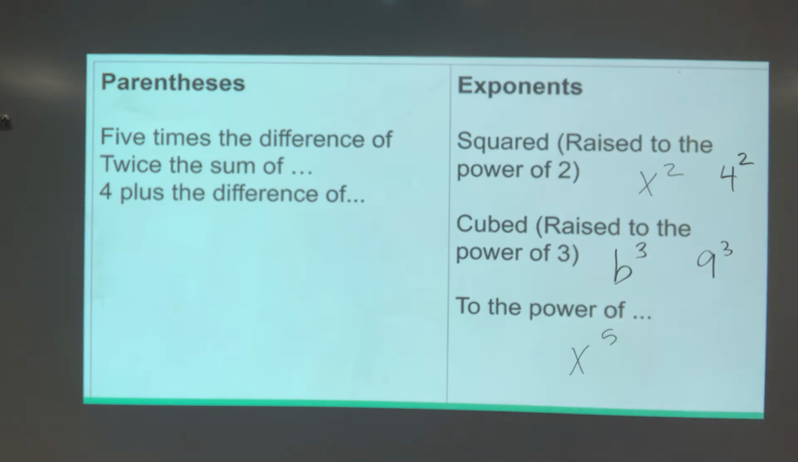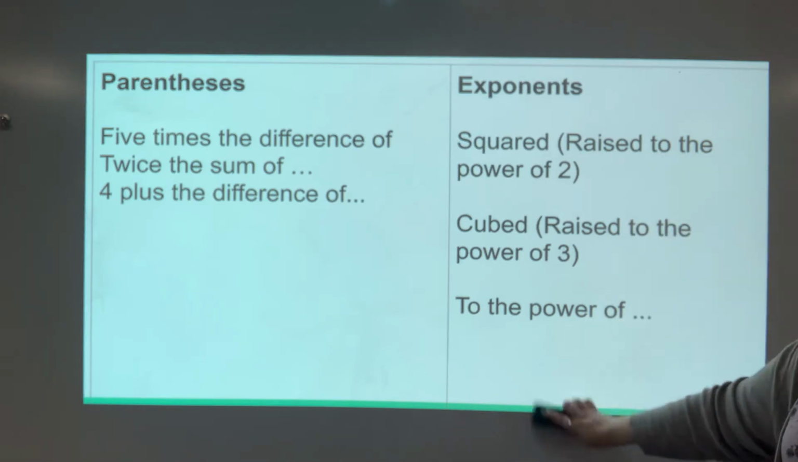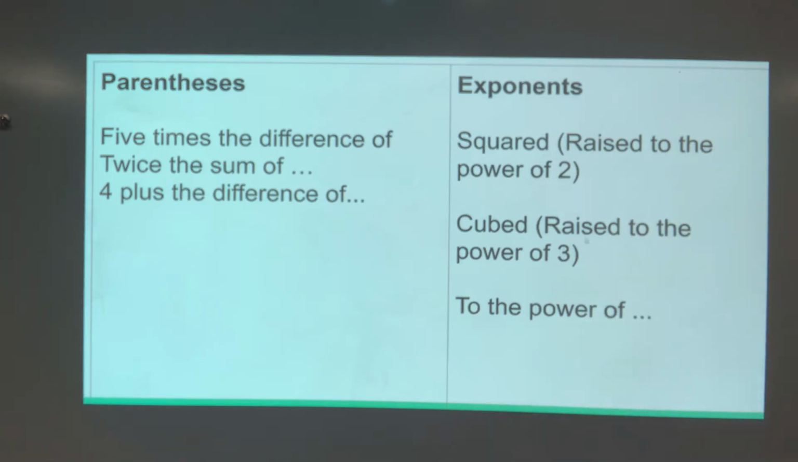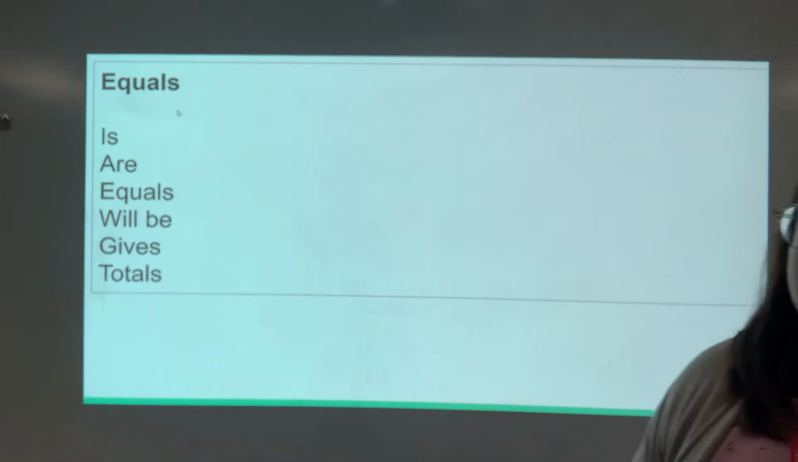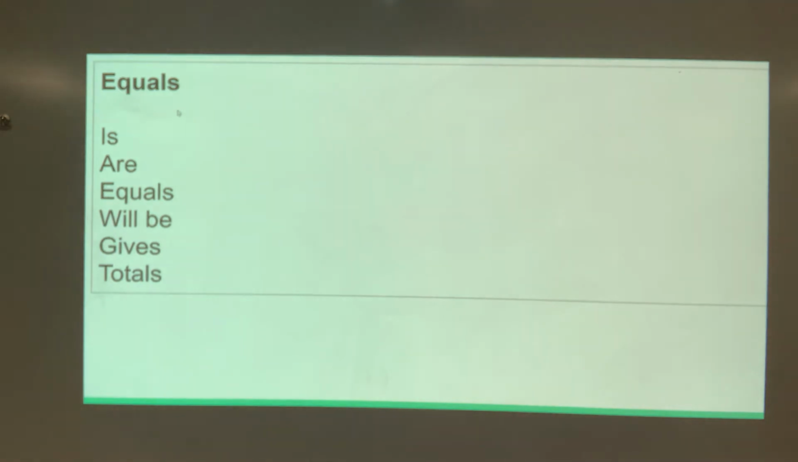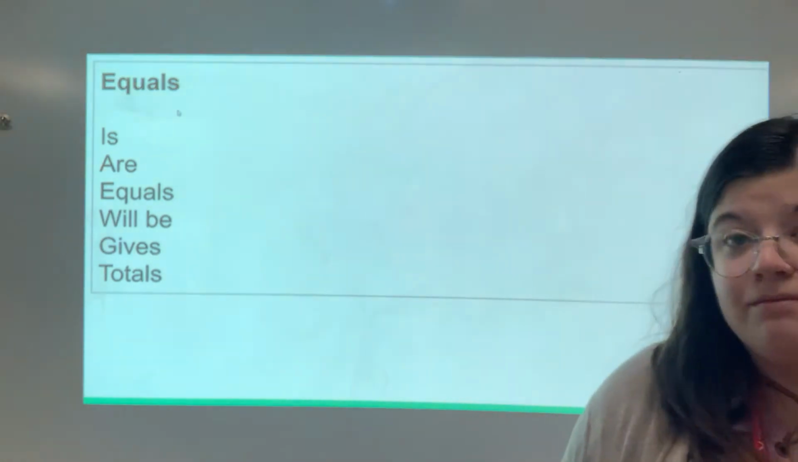All right. Again, we'll get into what all of these mean exactly, but I just want you to know these keywords and have them written down somewhere. And then the last one is equals. Again, if you're reading a sentence, any of these may indicate that you are setting something equal to something. All right.